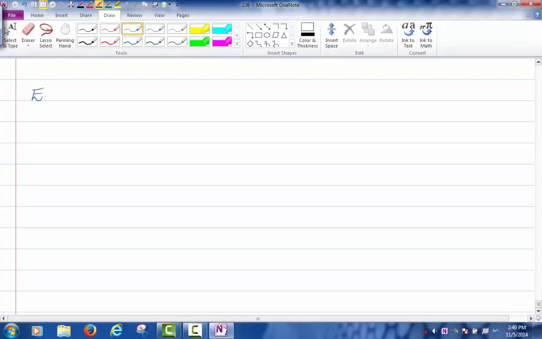So we are in section 3.5. So maybe I'll write that here, section 3.5. And we are going to sketch the graph of the following function. The function is f of x, it is x times root of 6 minus x. That's the function that we want to sketch. Is everybody okay with that?